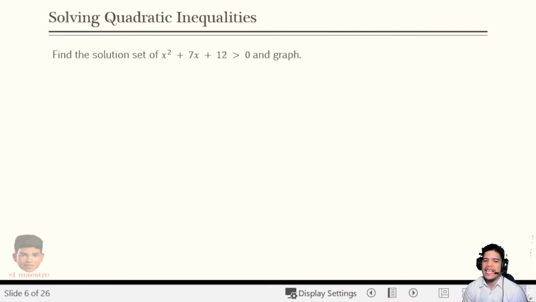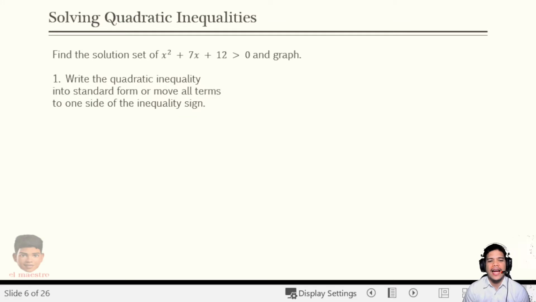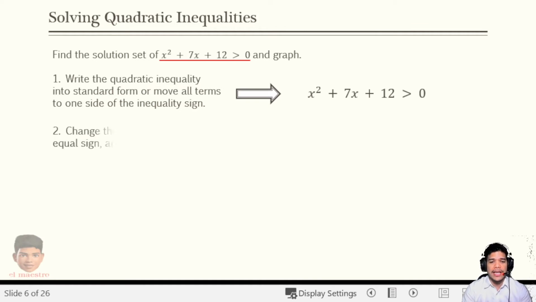Okay. So, let's have this example. Find the solution set of x squared plus 7x plus 12 greater than 0. So, isa-isahin natin. First step, anong sabi sa first step? Write the quadratic inequality into its standard form. Let's check. Nasa standard form na ba yan? Okay, yes. So, our inequality, class, is in its standard form already. So, all you have to do is just copy that one. Kasi wala na tayong problema. Then, proceed to the next step.